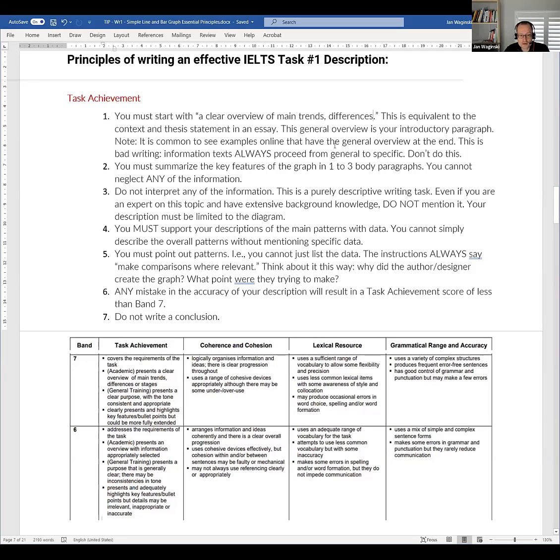On some websites, I see this advice that it's okay to put the general overview either at the beginning or at the end, but I strongly suggest that you not do that. Writing proceeds from general to specific, so in my mind, it makes no sense to put a general overview at the end of your graph. By all means, you can, in one sentence, summarize the author's point in providing this data at the end, but it's not necessary. There's no conclusion necessary in this task.